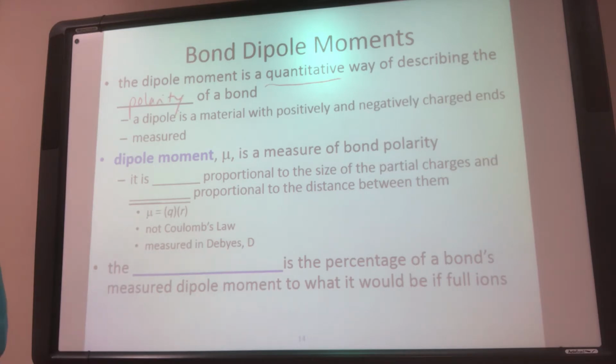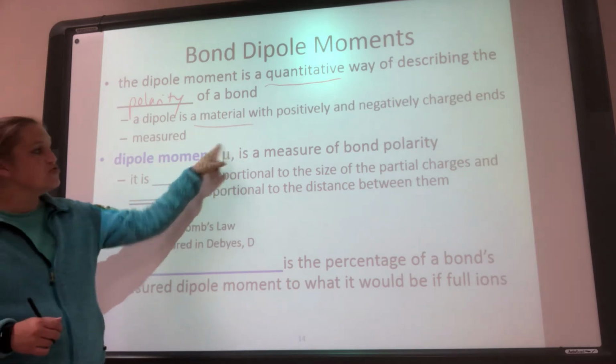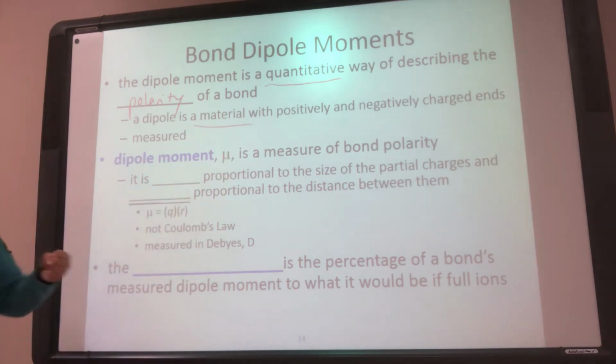A dipole is a piece of material. It's kind of like a rod. You can use a rod stick, and it's got a positively and a negatively charged end. And I can actually use this dipole to measure the strength of that bond. Okay? So the dipole moment, symbolized mu, is the measure of that bond polarity. How much pull is it going to be?